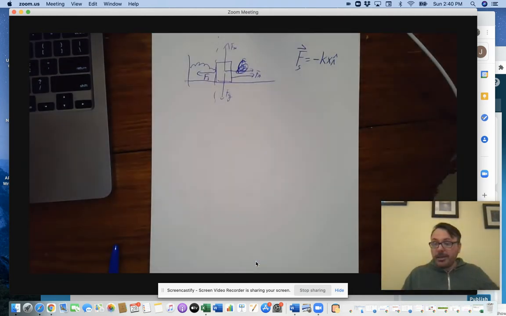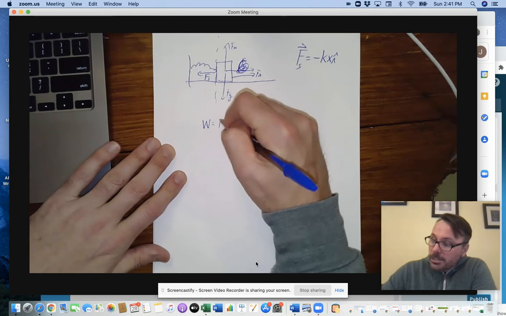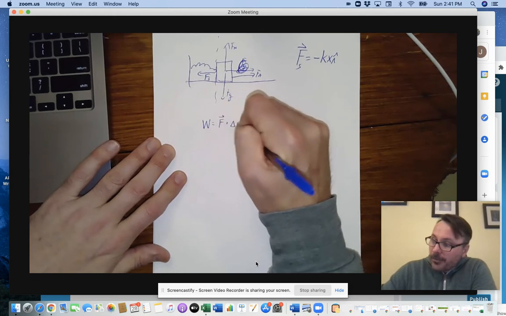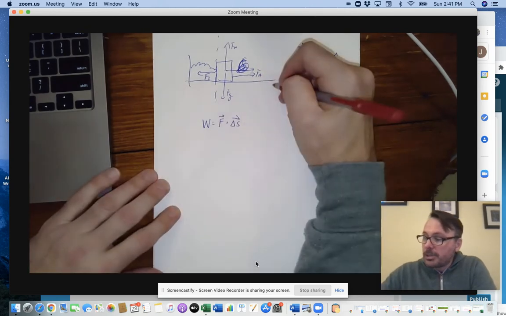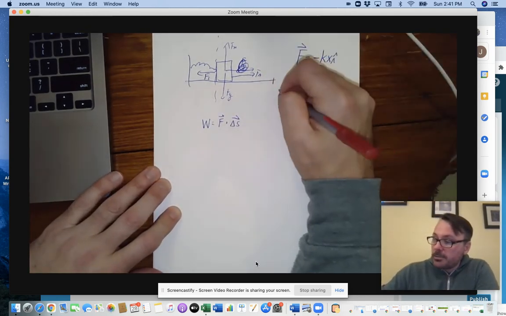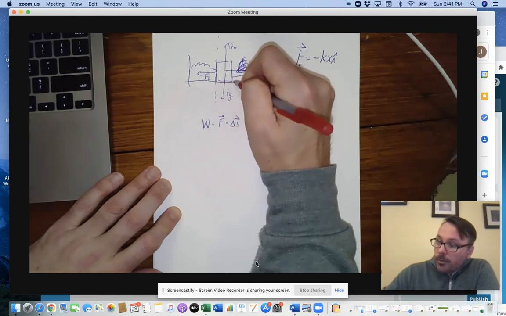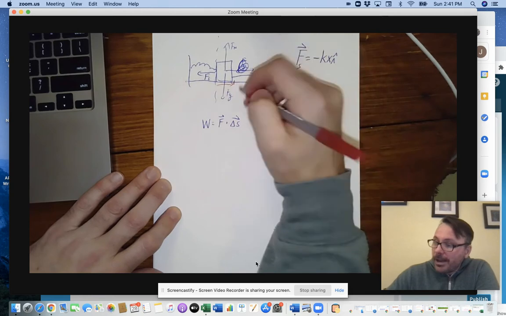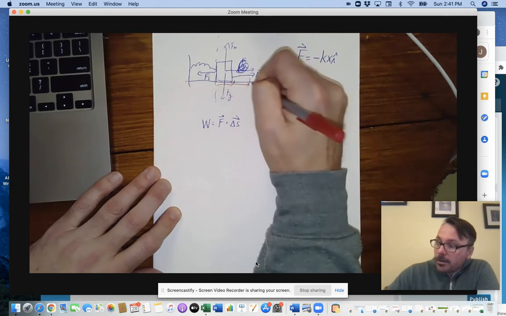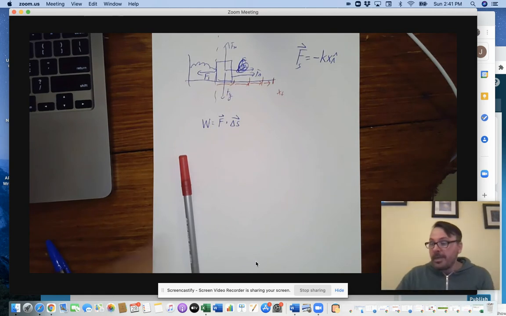Well, if we want to think of this another way, let's go back to our work equation, force dot delta S, and I'll chop this up. Let's say I'm stretching my object out to this position here, some sort of x final. Over this displacement, it's getting bigger in terms of magnitude. And then this one's getting bigger. This one's getting bigger. This one's getting bigger. So for each displacement, that force is bigger.